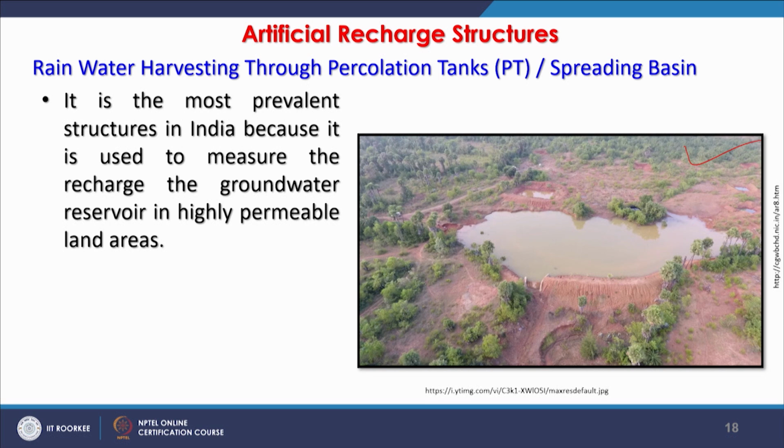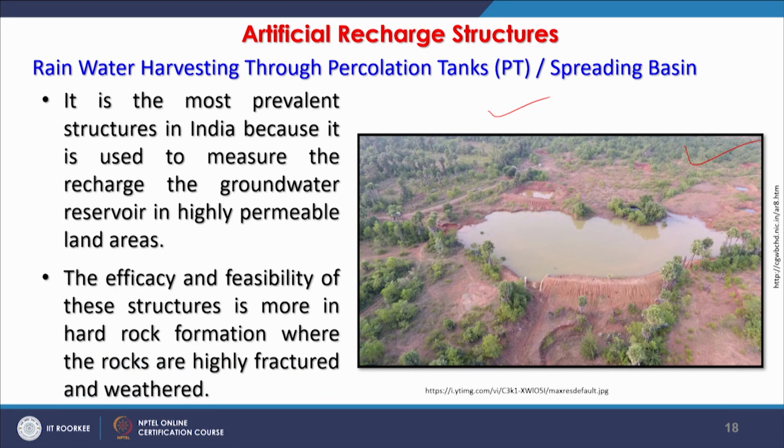Water from the upslopes comes here, stays for some time and then goes downward, with some losses in the form of evaporation, and if it overflows, some outlet through a sluice or gate will let it out. This is the most prevalent structure in India, as you are seeing. It is used to recharge the groundwater reservoir in highly permeable land areas. I am saying that even where highly permeable land areas are not there, but water is required, wherever it is possible such tanks should be created, and to some extent they will recharge the groundwater regime.